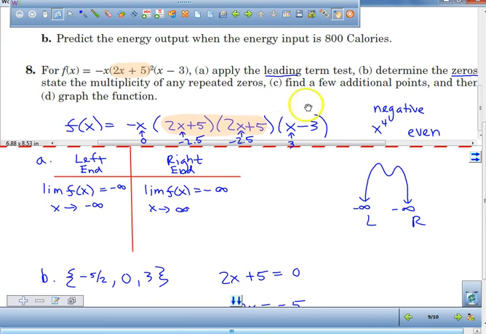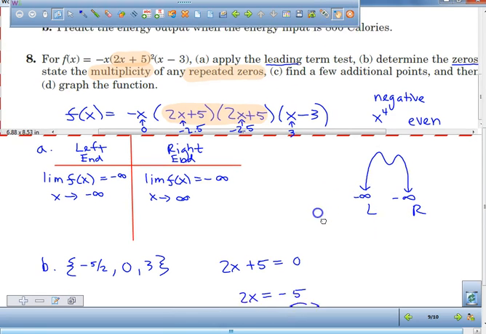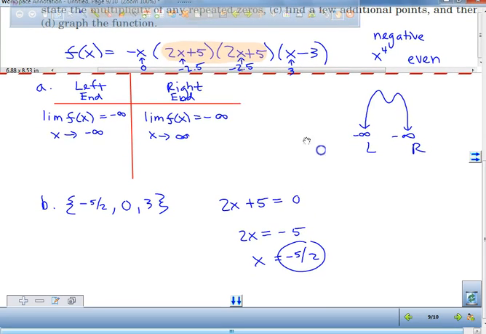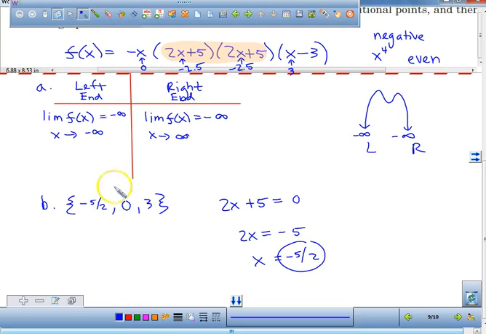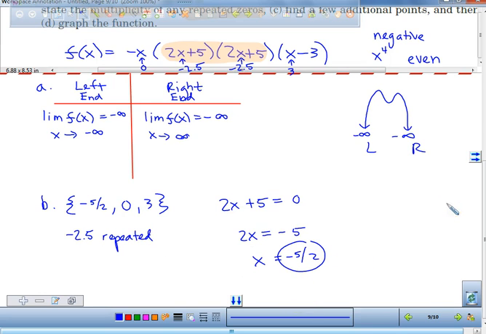Now, here's the part that you might be confused about. Multiplicity. Any repeated zeros. What's the repeated zero that happens twice? Negative 2.5. So you would say negative 2.5 is repeated. And something happens in the graph when it repeats. We're going to talk about that part tomorrow. When you have a zero that's repeated, there's something special that happens in the graph.